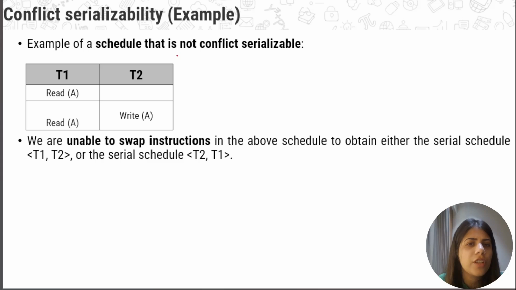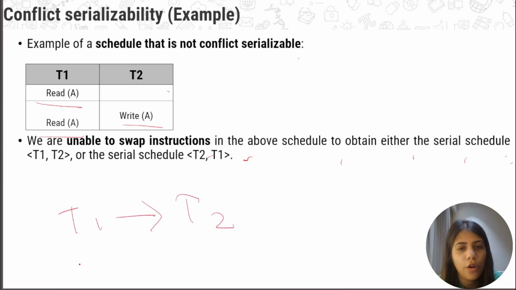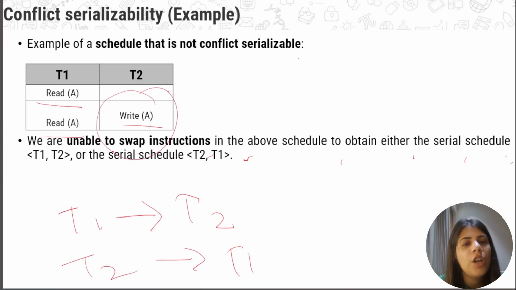Let's see an example of a schedule that is non-conflict serializable. Over here it's reading and writing in transaction 2. So from here we are unable to swap instructions in the above schedule to obtain either the serial schedule from T1 to T2 or from T2 to T1, because there are no non-conflicting operations over here. So that's why this is a schedule that is non-conflict serializable.